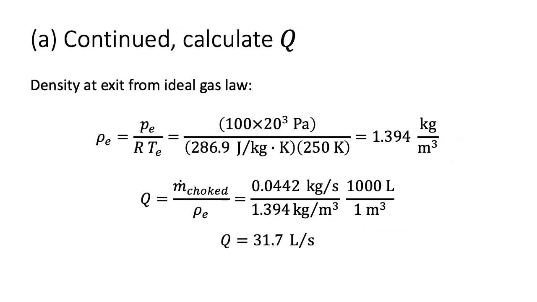Finally, for part A, to calculate a flow rate that is easier to visualize, we will calculate the volumetric flow rate. To do this, we first need to calculate the density of the flow at the exit using the ideal gas law and the known exit pressure and temperature. Based on this, we get that the density is about 1.4 kilograms per meter cubed, which is a little higher than at STP. Finally, dividing the mass flow rate by this value and converting to liters, we get a volumetric flow rate of about 32 liters per second. That is a lot of air.